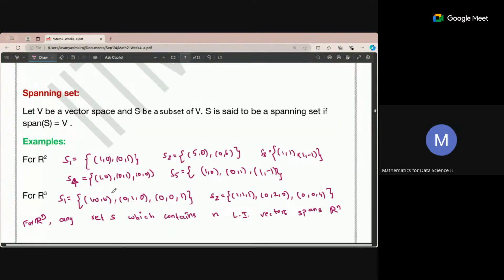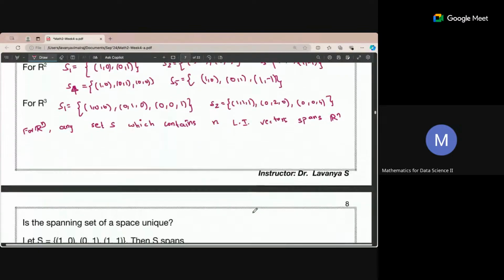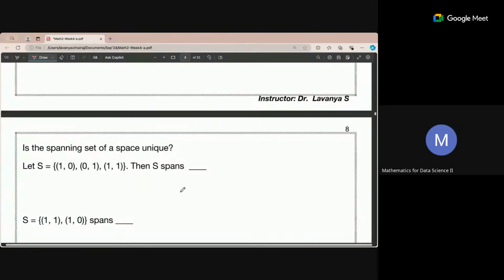It is not necessary that it should contain exactly n linearly independent vectors. It can have more than n linearly independent vectors, but n linearly independent vectors is the minimum, the basic requirement. More than that is something extra. Okay, so here are some questions. Is the spanning set of a space unique?